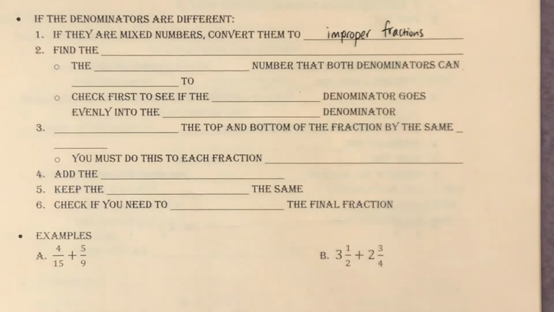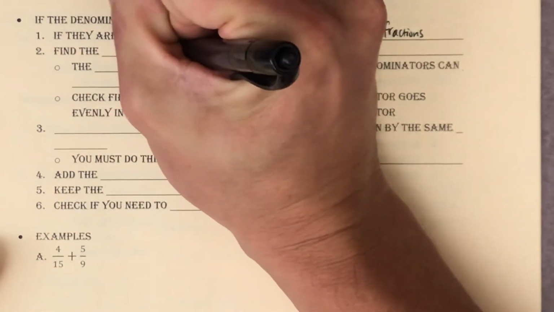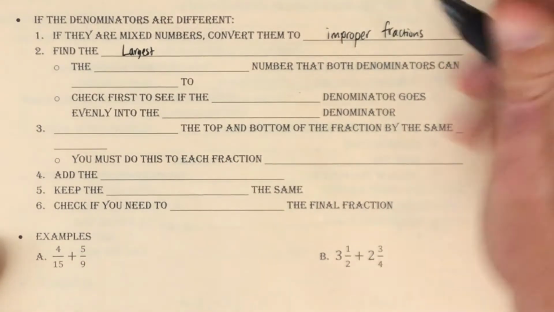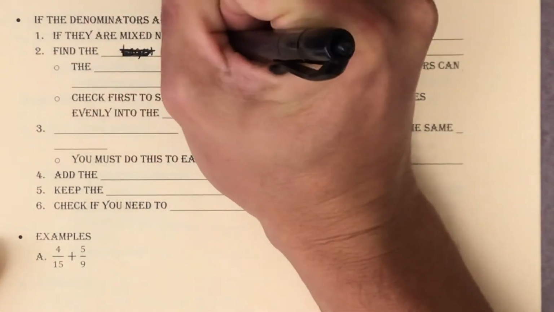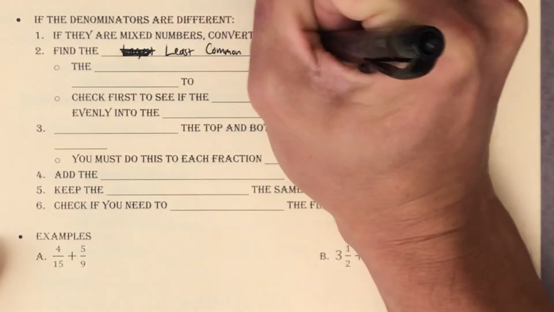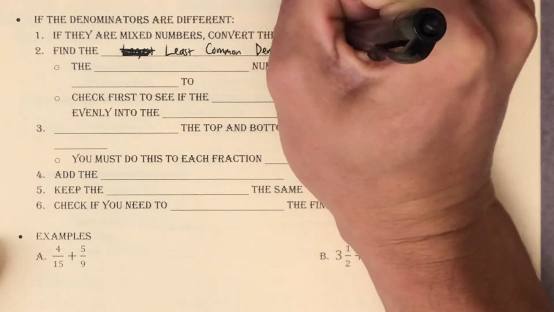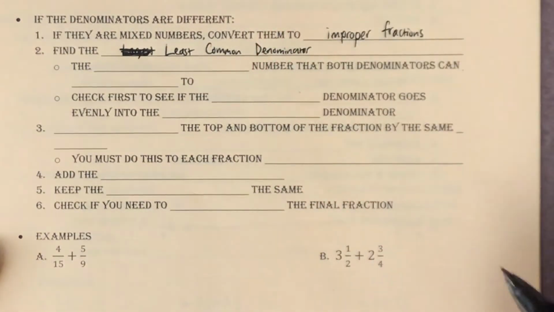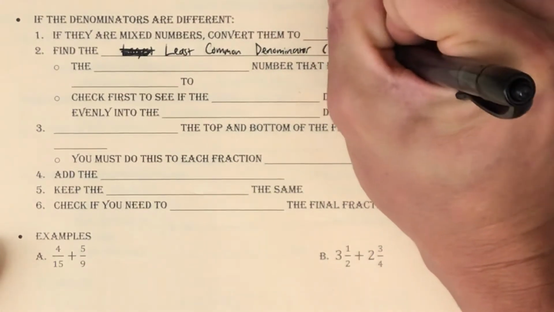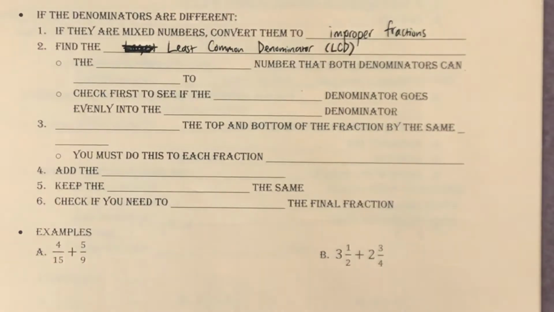All right, step 2 is we want to find the least common denominator, all right? We definitely don't want the largest. We want the least, which just simply means we're looking for the smallest number that they'll both evenly get to. We can multiply to, or they can divide evenly into. And you may see it referred to as LCD, or even lowest common denominator.